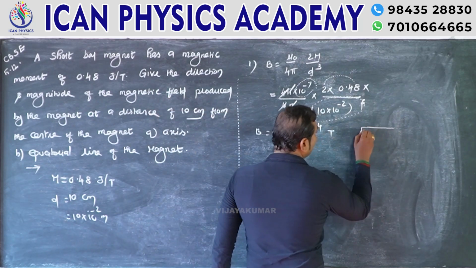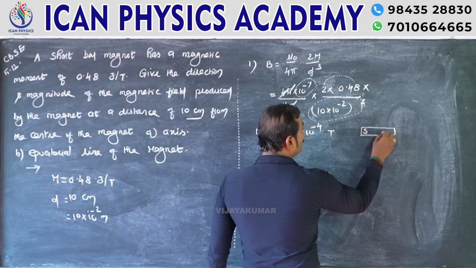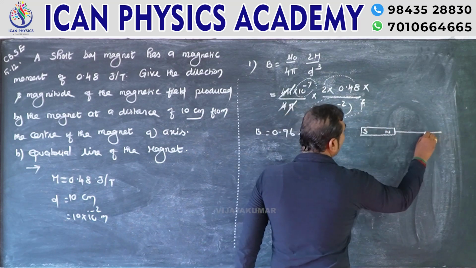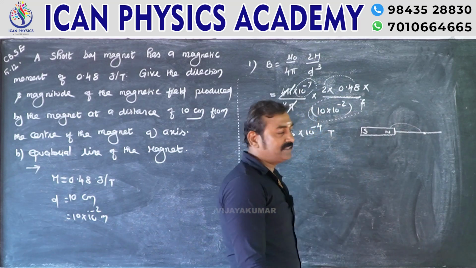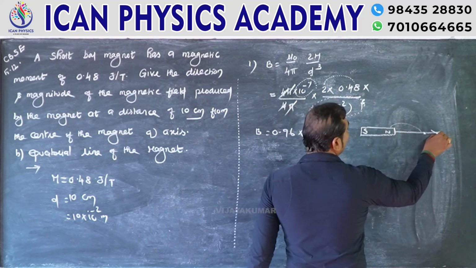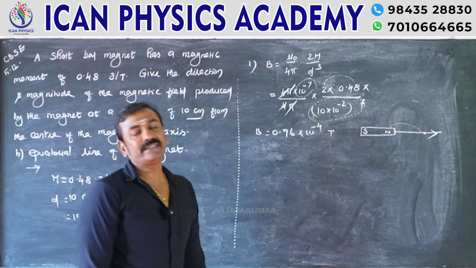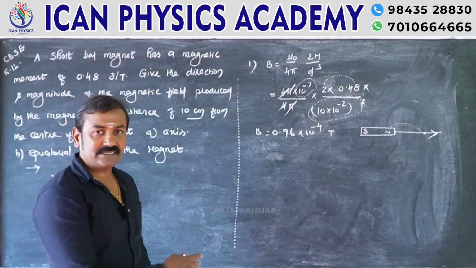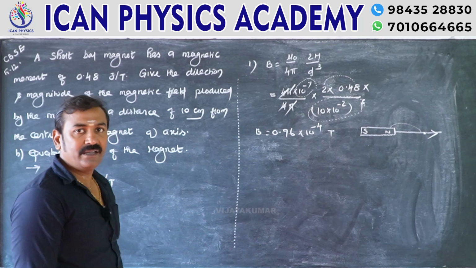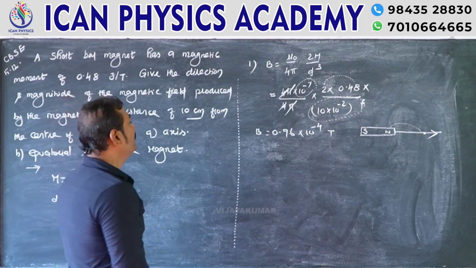Let us consider this is the magnet, south pole, north pole. It will be the axis. The north pole produces the magnetic field which is acting radially outwards. So the direction of the magnetic field is along the axis and also away from the magnet. Okay.